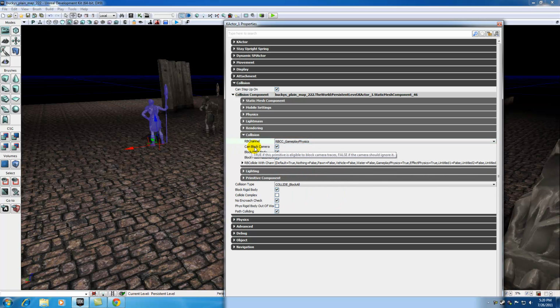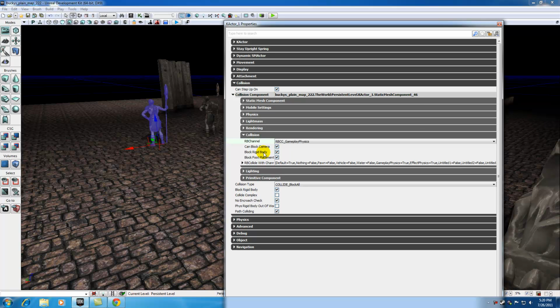Can block camera. Well, we didn't really talk about camera traces or camera movement yet, but when we do, this is a thing that allows it to block the camera. Block rigid body. What this means is, I probably should explain to you guys what a rigid body is. Just think of a rigid body as pretty much a solid object.